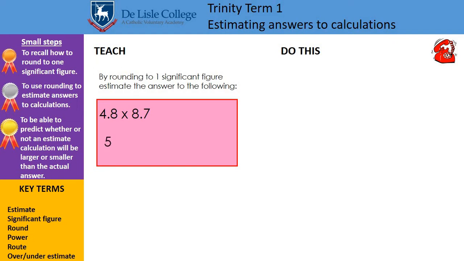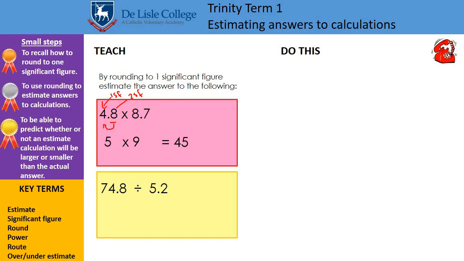So the 4.8 becomes a 5 because it's to one significant figure. We know that the 4 is the first significant figure, and the 8 is the second significant figure, so that's in charge of if the 4 changes. It's 5 or above, so it rounds up to a 5. So we actually end up doing 5 times 9, which is 45.